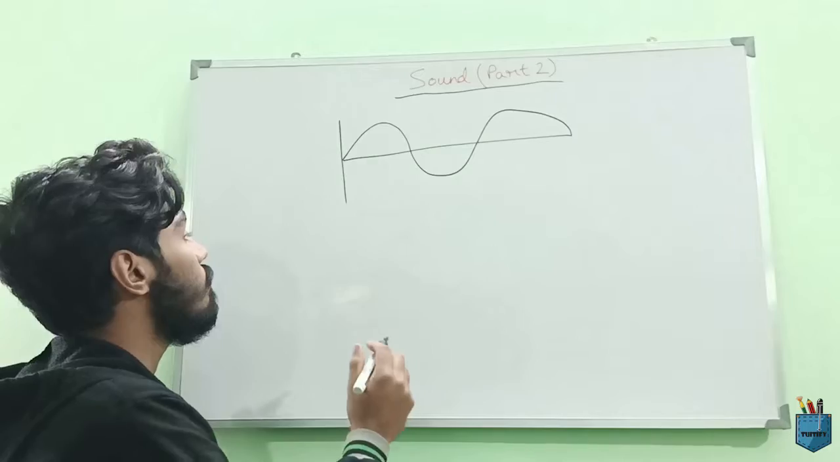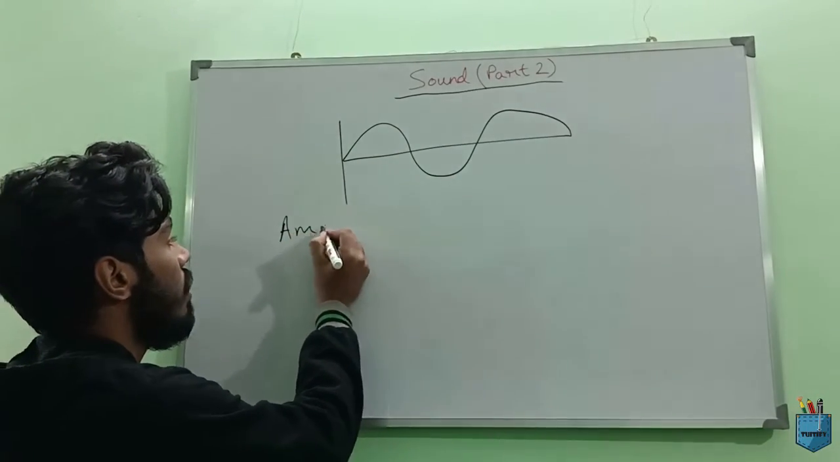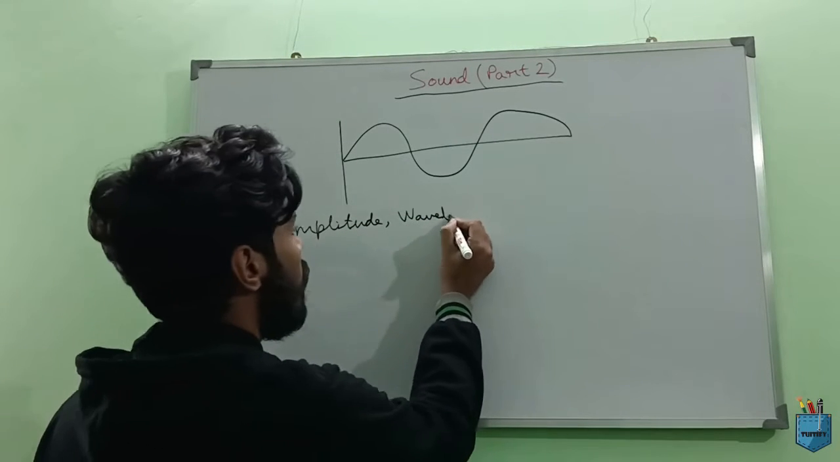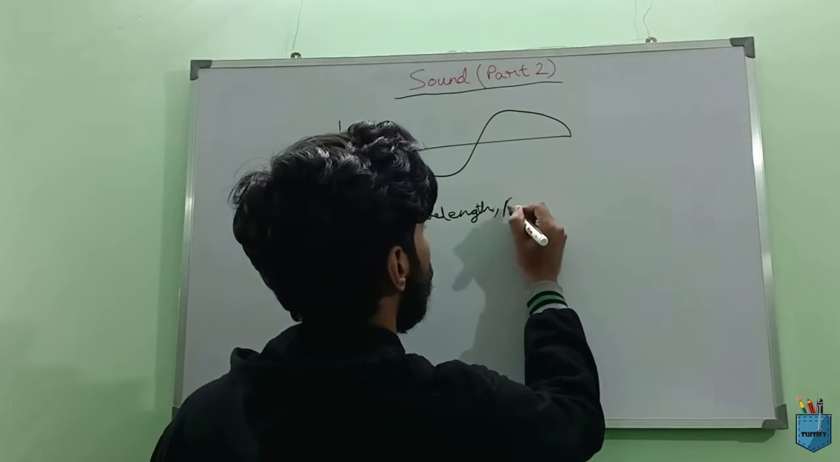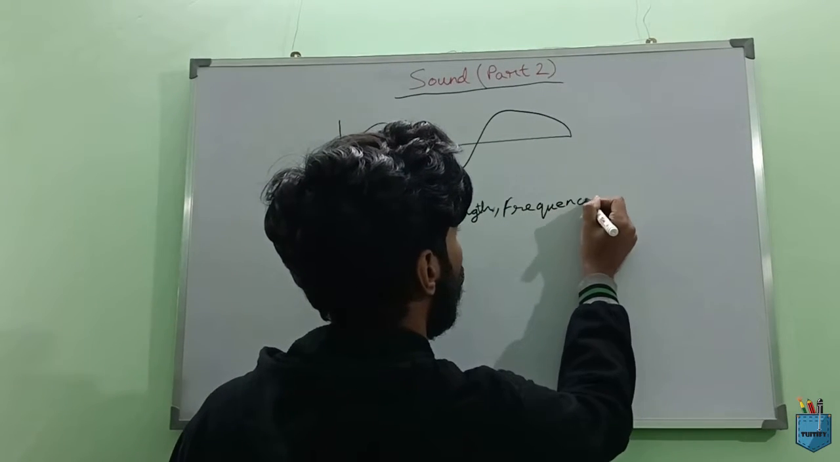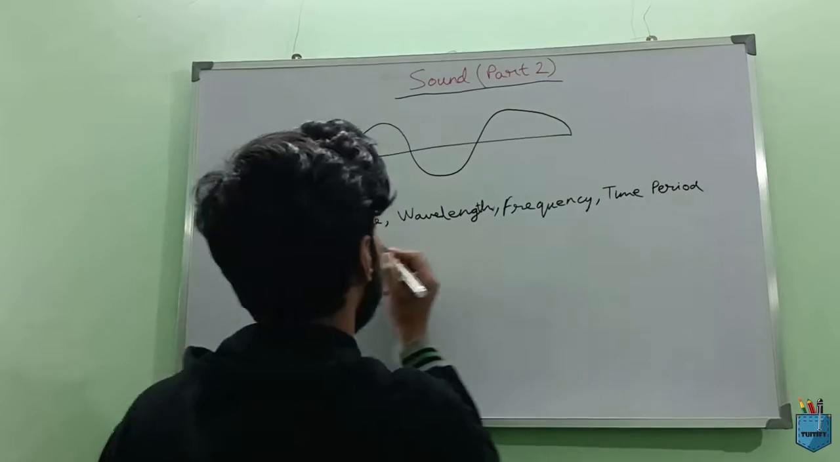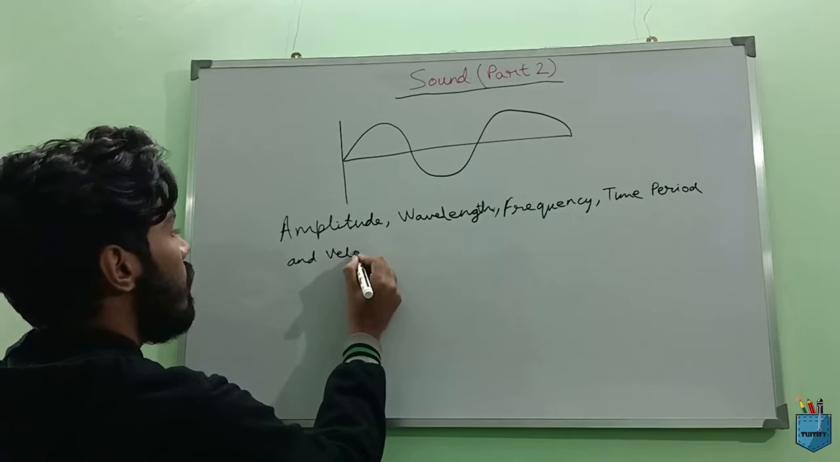Now, there are a few characters of waves such as amplitude, wavelength, frequency, time period, and velocity. So we will discuss all these things in detail.